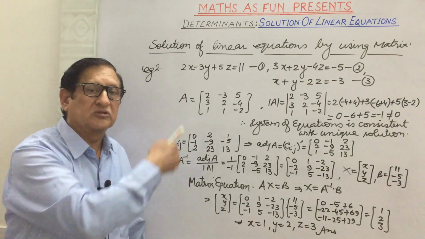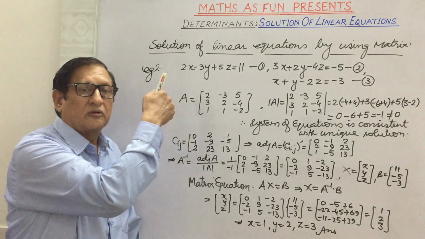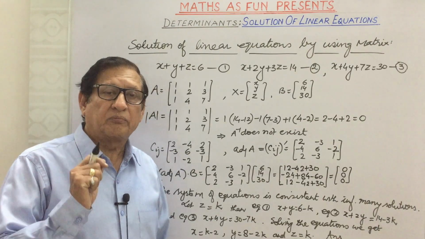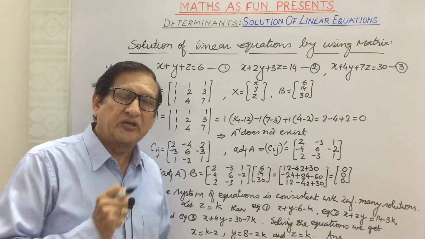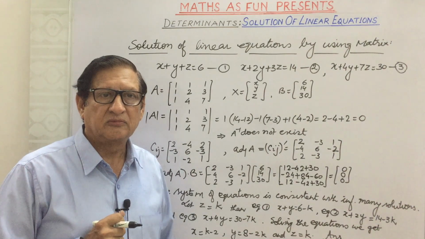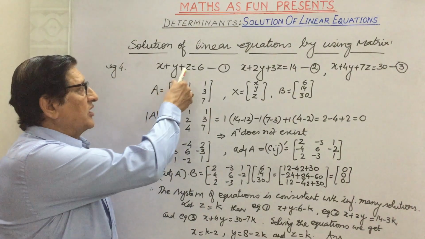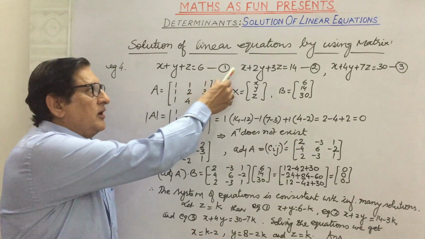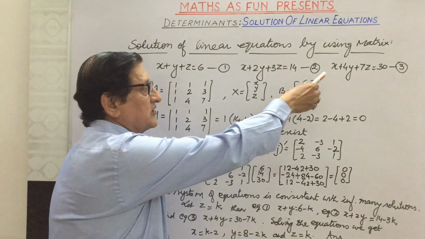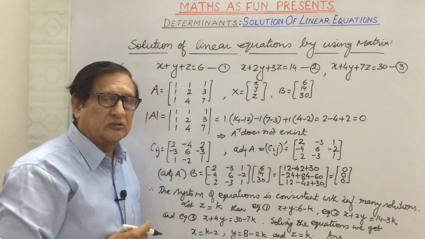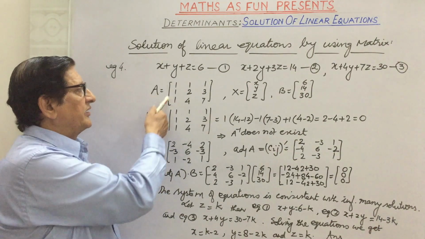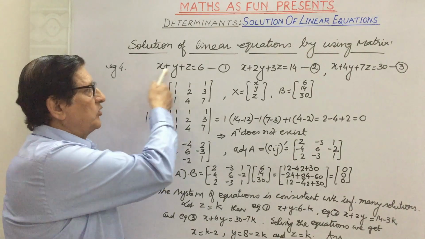This is the way we can find the solution of the system of 3 equations with 3 variables. We discussed now one problem based on the system of linear equations in 3 variables where we find infinitely many solutions. And the equations are x plus y plus z equal to 6 is the first equation, x plus 2y plus 3z equal to 14 is the second equation, and x plus 4y plus 7z equal to 30 is the third equation.